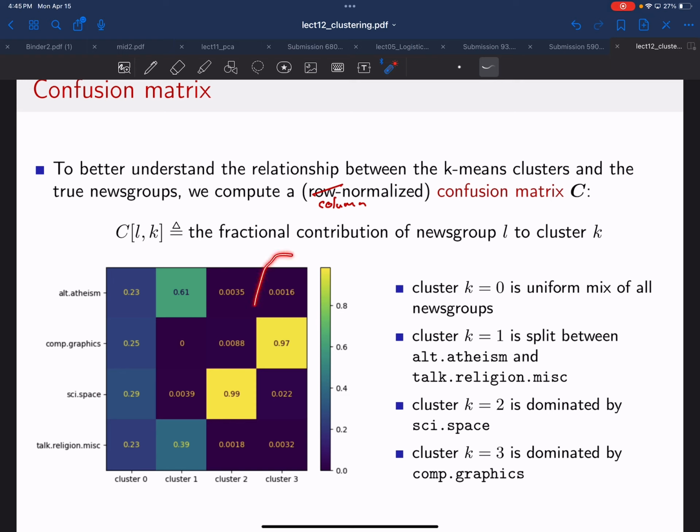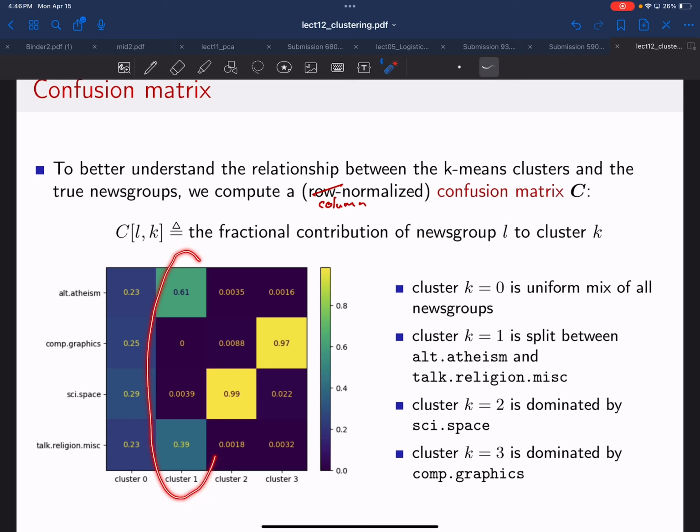Okay, so let's start on the right. For cluster 3, this is great. 97% of the samples are coming from computer graphics. So it did a really great job of isolating that. For cluster 2, 99% are coming from sci.space. So that was also successful.